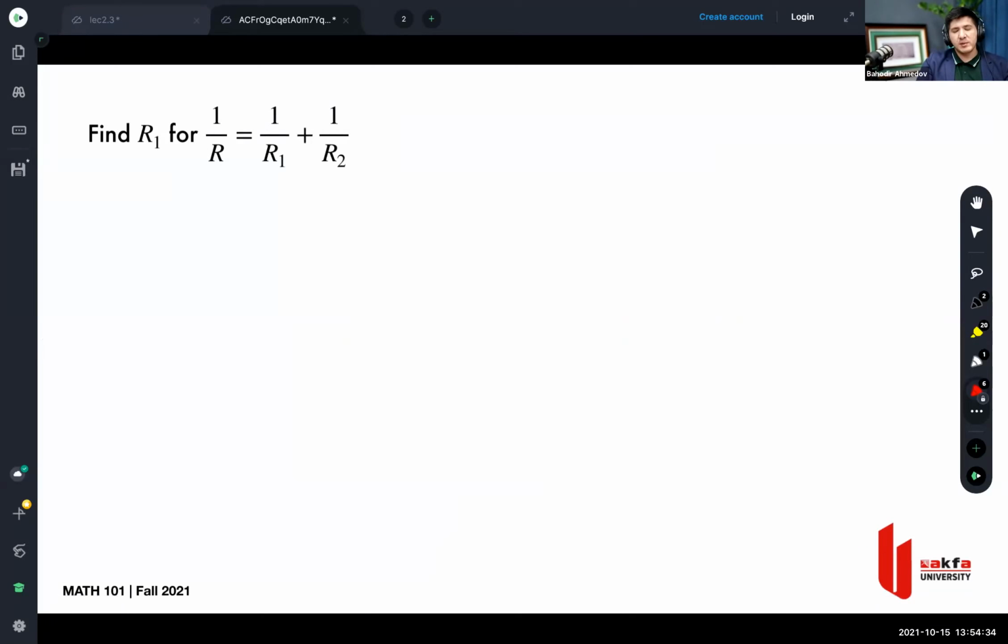Sometimes you're given this kind of equation where you need to express one of the variables using the other variables.